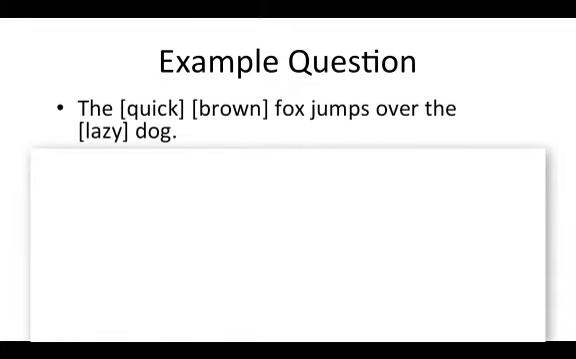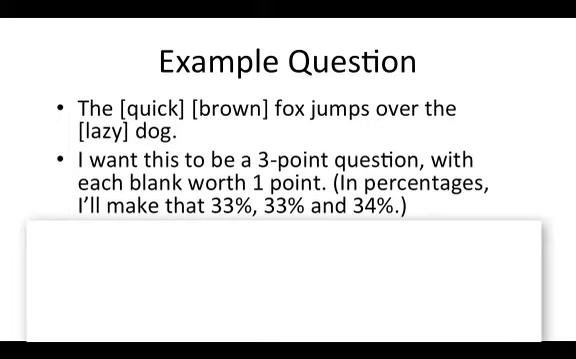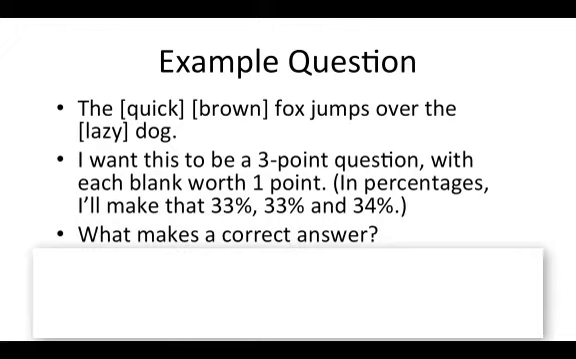The quick brown fox jumps over the lazy dog. We're going to replace the adjectives with blanks, and students will fill them in. I want this to be a 3-point question, with each blank worth 1 point. In percentages, I'll make that 33, 33, and 34%.